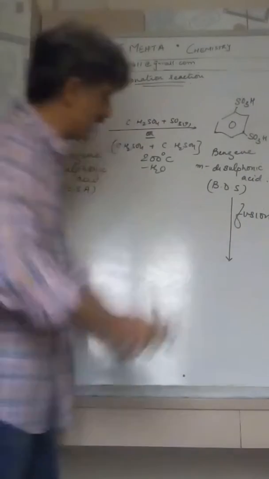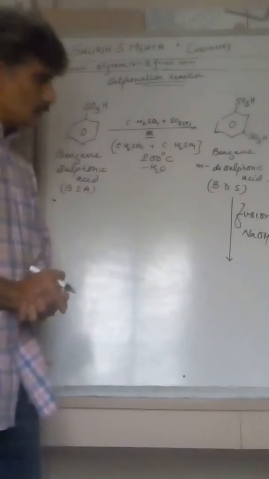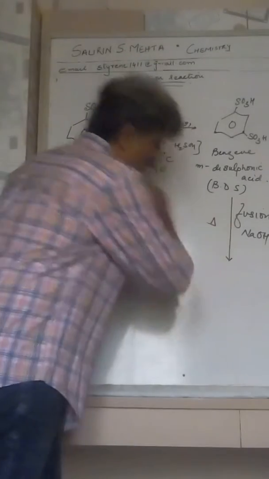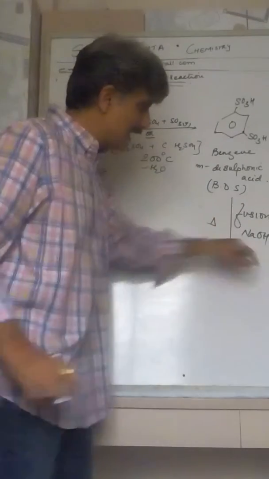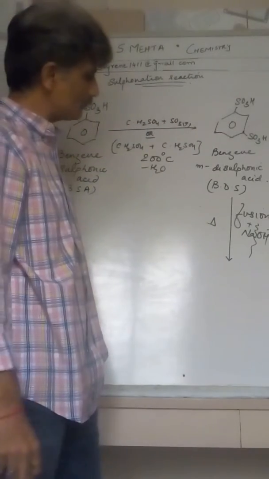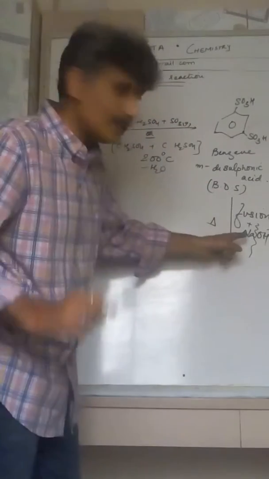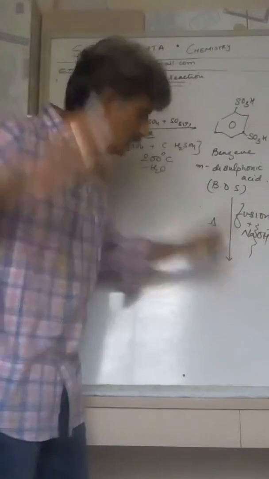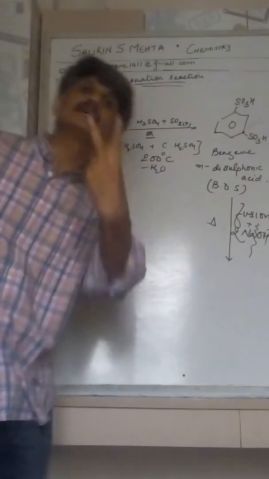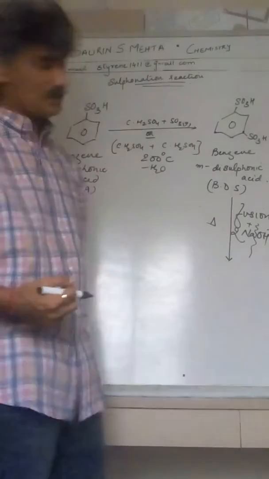And fusion is performed with NaOH, so NaOH I am writing. Fusion means heating at a very high temperature, so we are placing a delta sign. As I perform fusion, I will repeat once again, NaOH will ionize into Na plus and OH minus. But this time we have 2 SO3H groups. So compared to the previous episode, this time I'll modify only one point, and that is, instead of taking 1 mole NaOH, I'll take 2 moles of NaOH. Why? Because I need to account for the 2 SO3H groups.